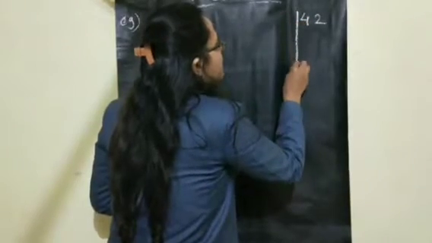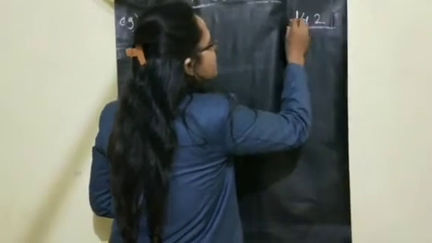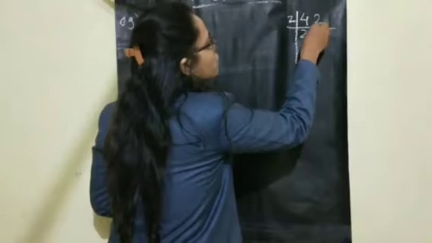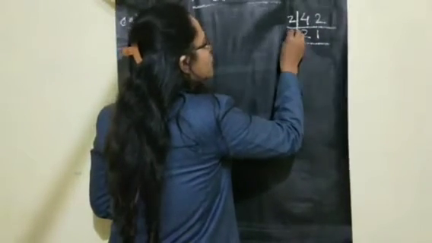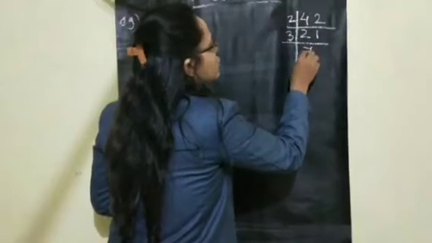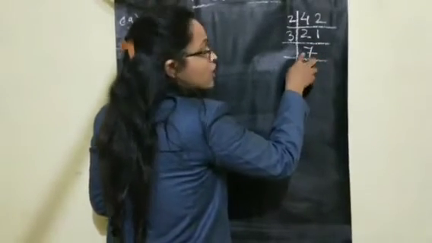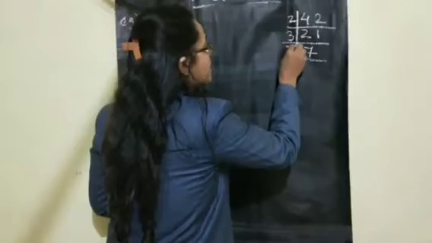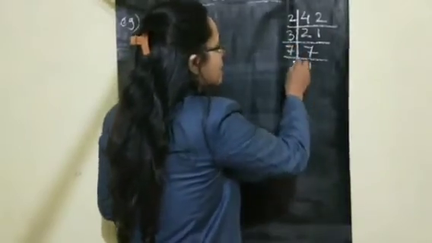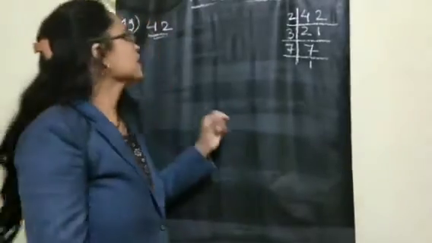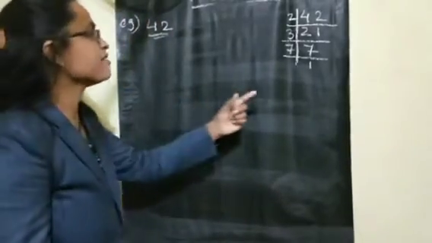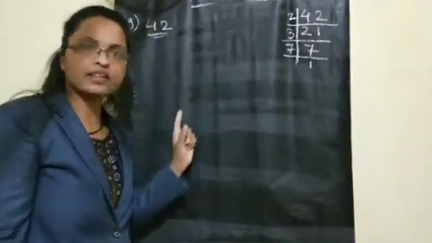I'll write the prime factorization and keep it here to understand. 2 2s are 4, 2 1s are 2. Then it is not divisible by 2. Go for 3. 3 7s are 21. Now it is not divisible by 3. Then go for 7. 7 1s are 7. This is your prime factorization. Now let us show the same prime factorization in the form of a factor tree.